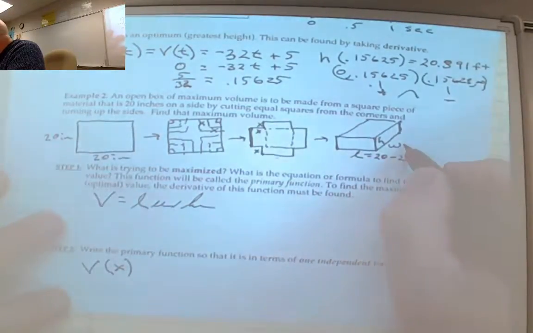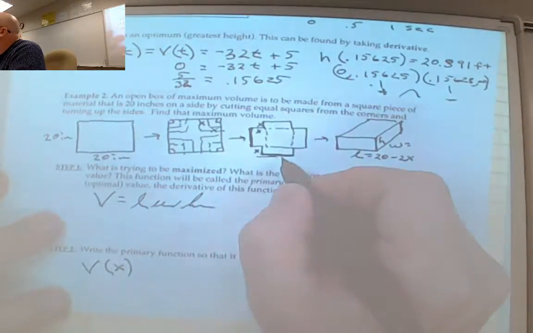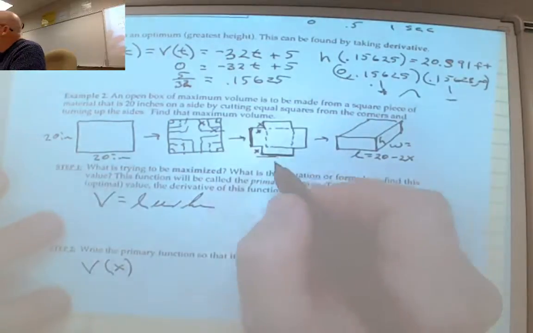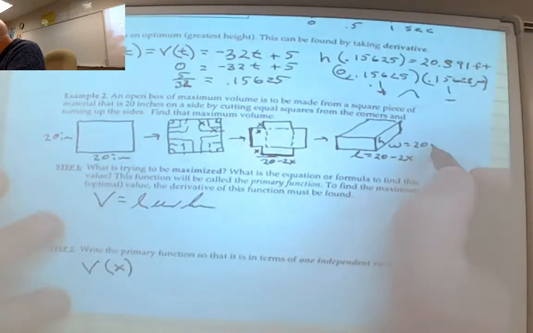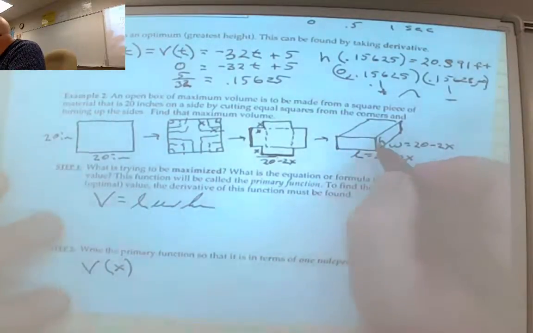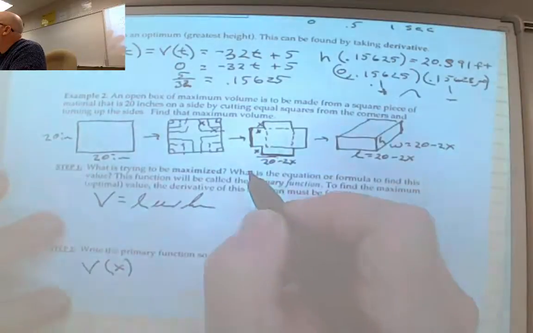What about the width here? What about this way, Hannah? Yeah, because it was a square, right? It was 20 by 20. So this is 20 minus 2x. What about the height? What's that going to be when I fold this baby up? X.